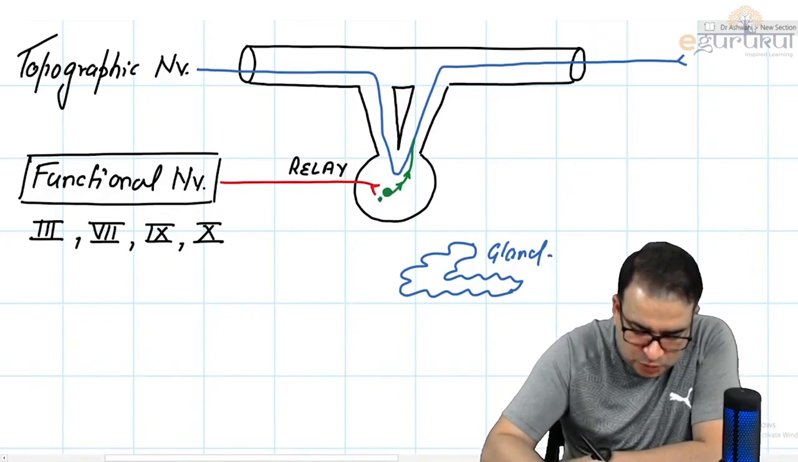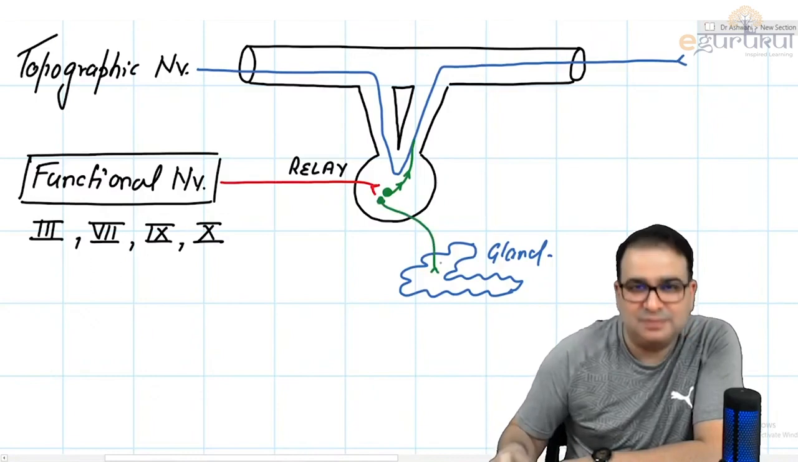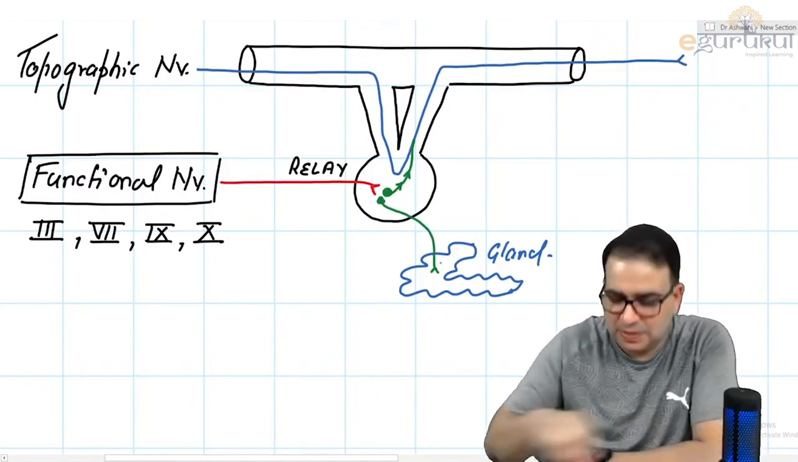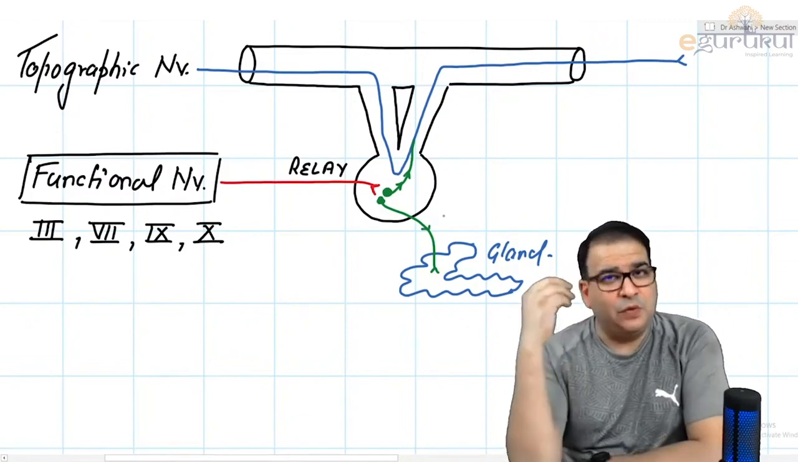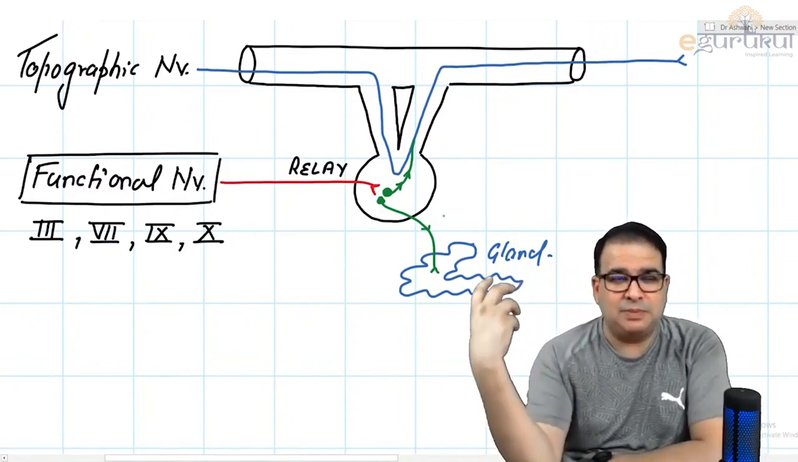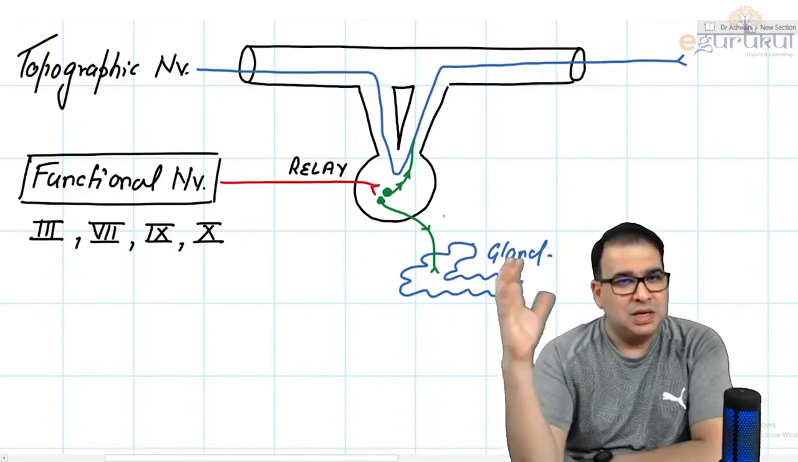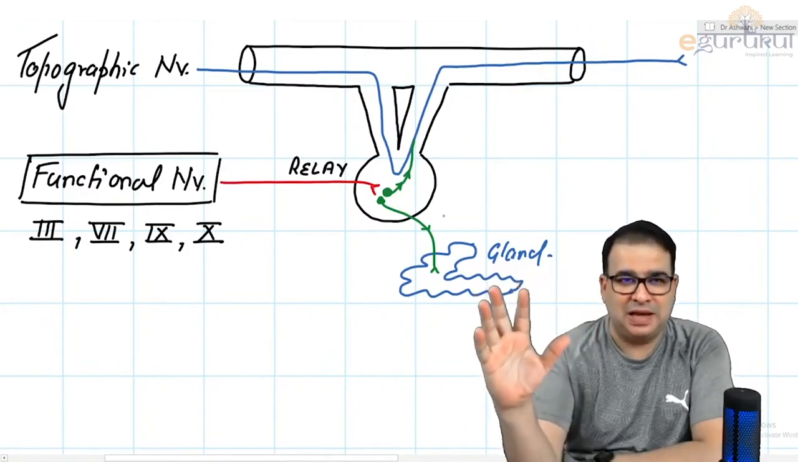In that case, post-ganglionic fibers don't need that nerve at all, they will directly go and supply the gland also. They can directly go and supply the gland as well. You getting my point? It's a very simple concept, but those who don't know about this are never able to understand the parasympathetic ganglion.